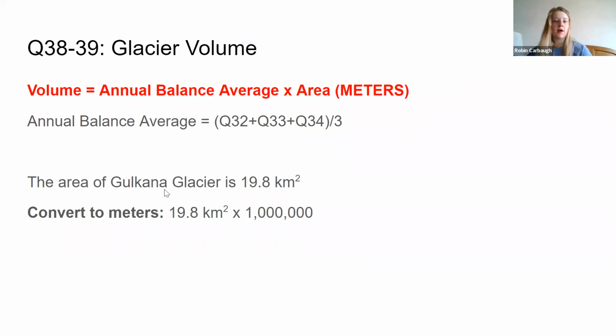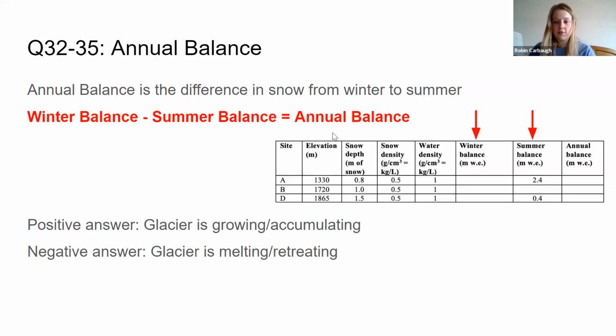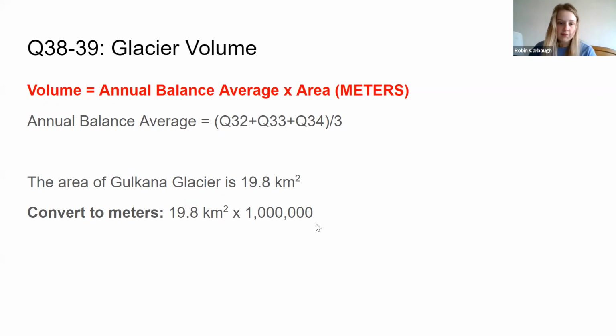And the last part, questions 38 and 39, are asking about glacier volume. Volume is going to be the annual balance average times the area. We can find the annual balance average by taking your answers to 32, 33, and 34, these three. You can add them up, and then you would divide by 3 because we have 3 samples. That would give us the average.